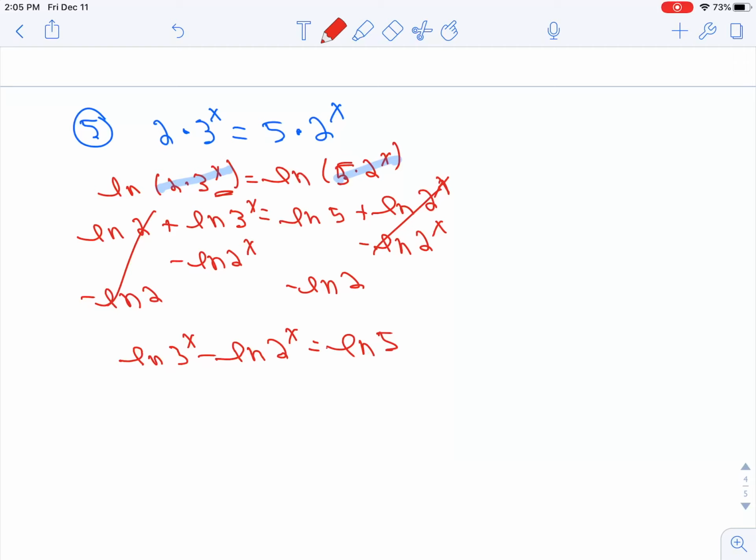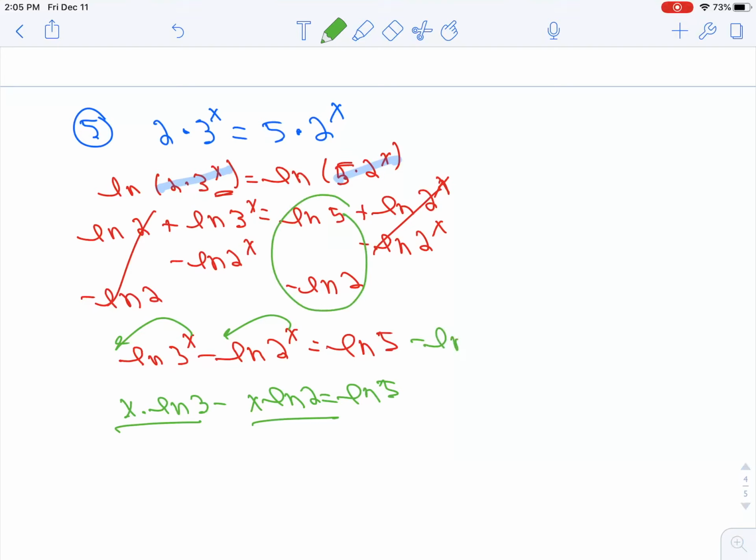Now at this point, and maybe we could have done it earlier, you might notice that I can bring the x out in front. So this is going to turn into x times ln 3 minus x times ln 2 is equal to ln 5. Sorry, on this side I forgot that this has minus ln 2 on it also. And then notice that both of those terms on the left have an x in them. So now I can factor out the x. So I get x times the quantity ln 3 minus ln 2 is equal to ln 5 minus ln 2.